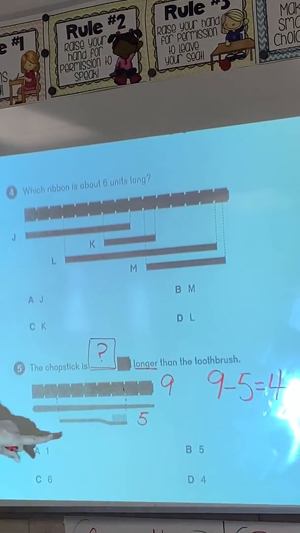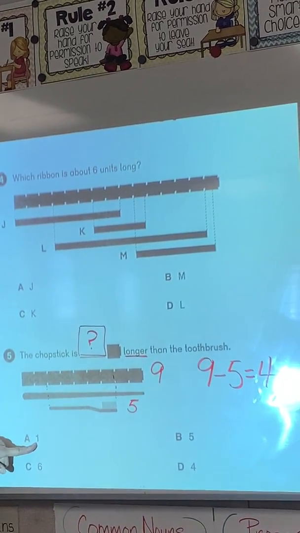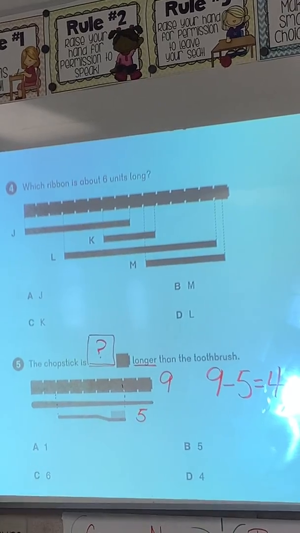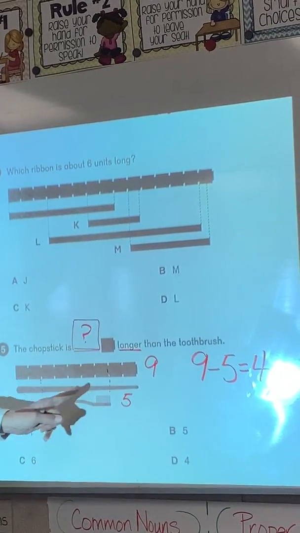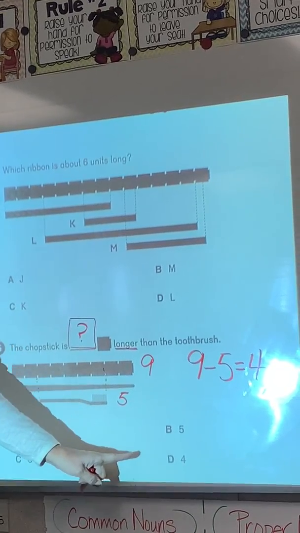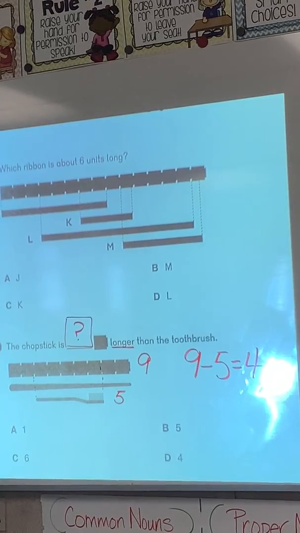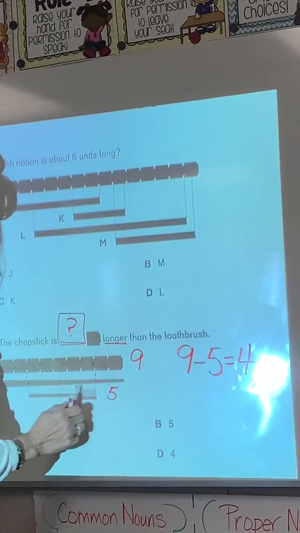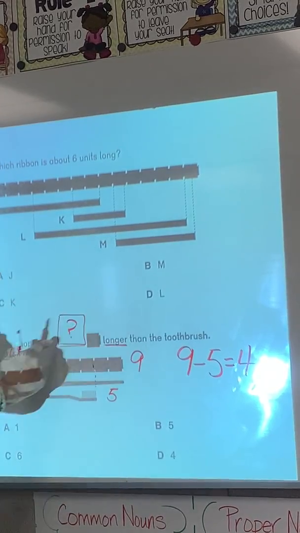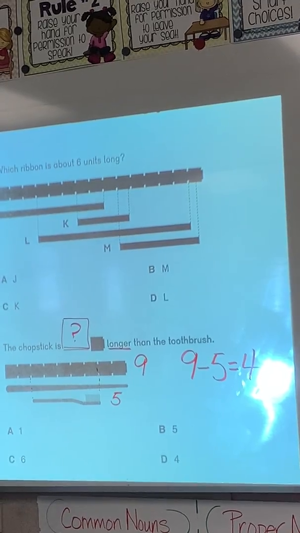So here are our answer choices. Let's see if we've got the right one. A says 1. That's not right. We know that's not right because it's definitely longer than 1. B says 5. Now that's kind of tricky. They're trying to trick us here, but we can't be fooled. 5 is how long the toothbrush is. It's not the difference between the two. So 5 isn't the right answer either.